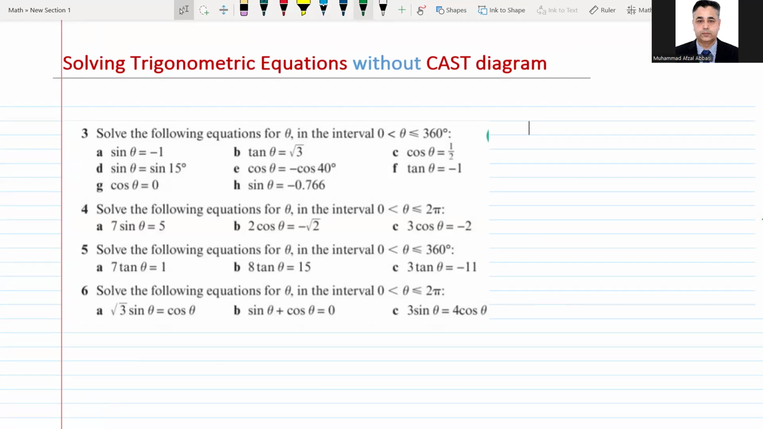So I'll start by taking an example. Let's say we take the question sine theta equals minus 0.766.